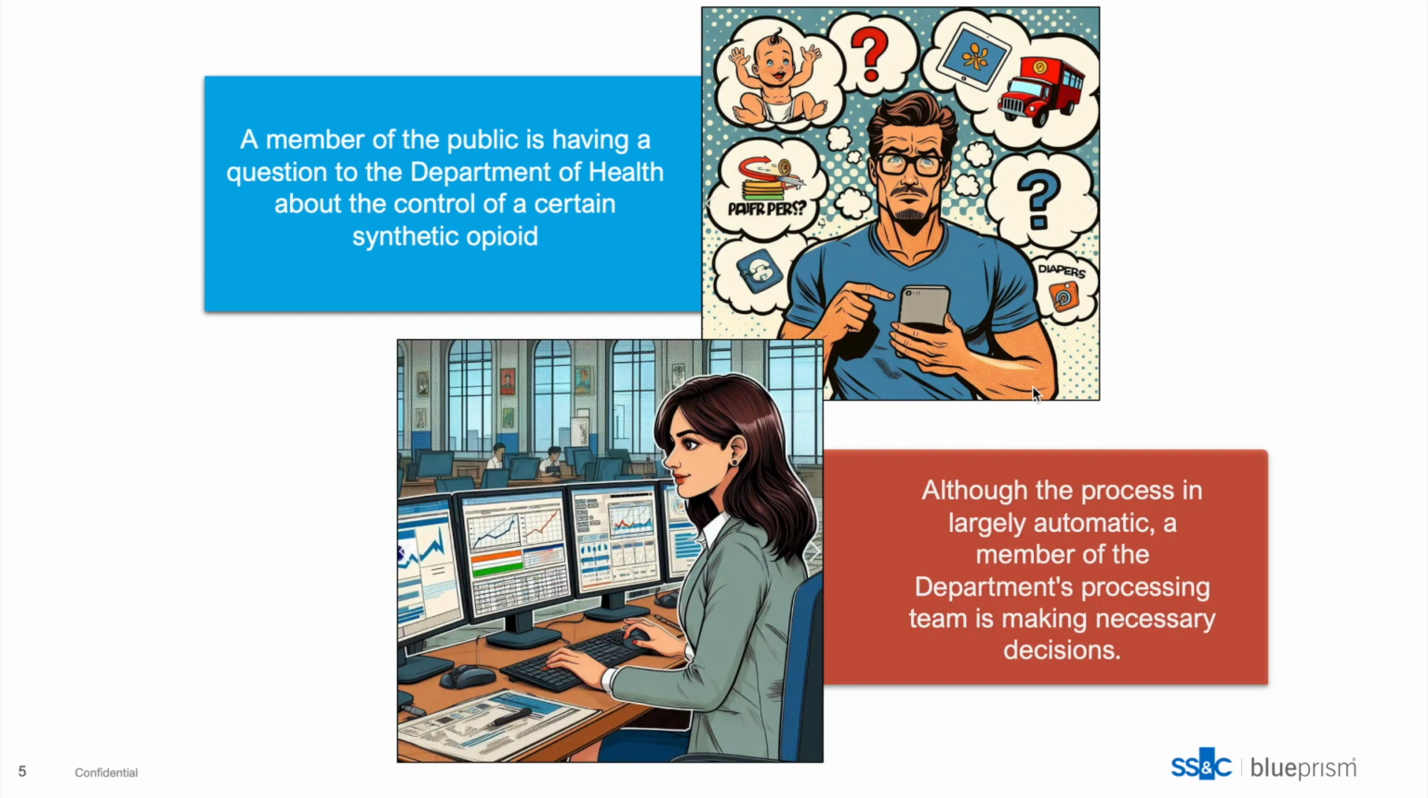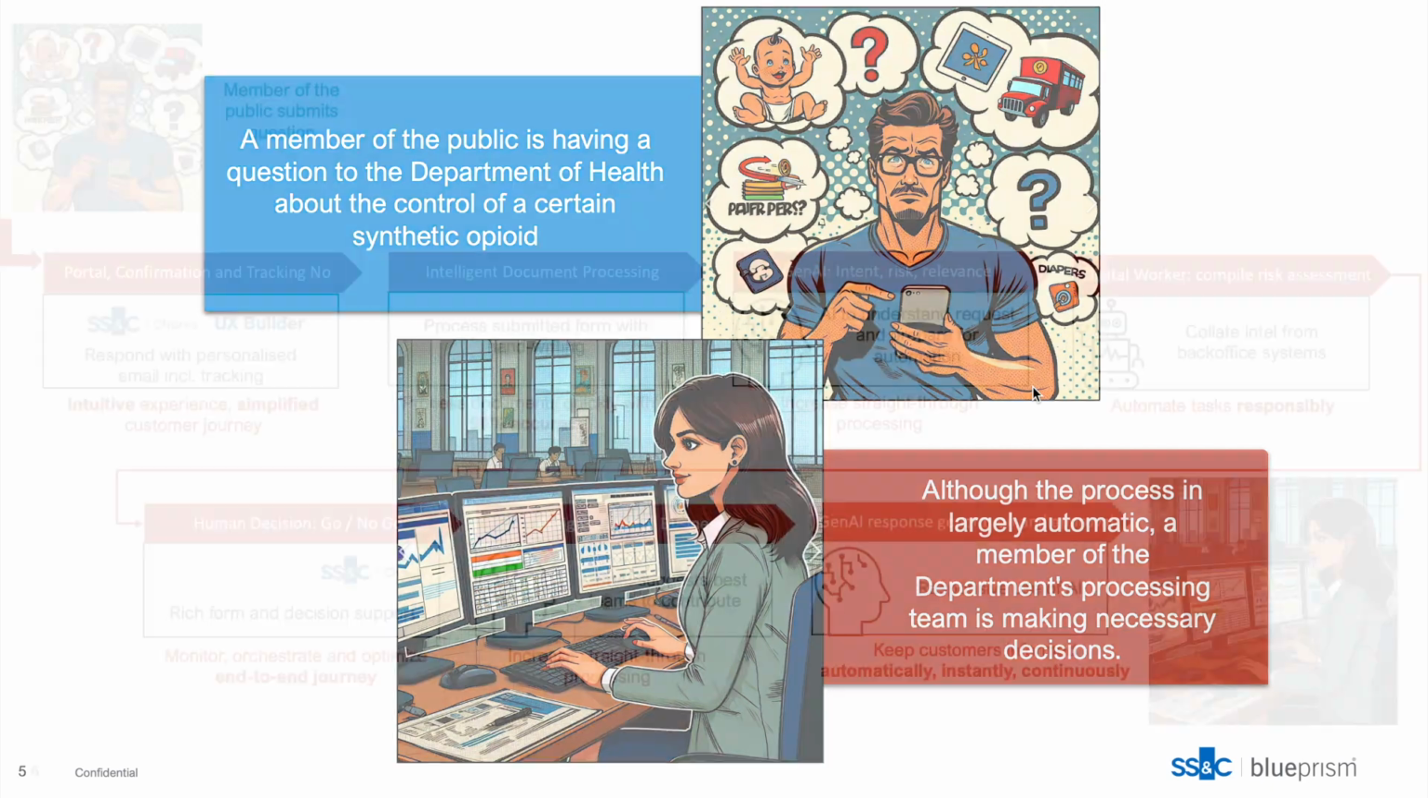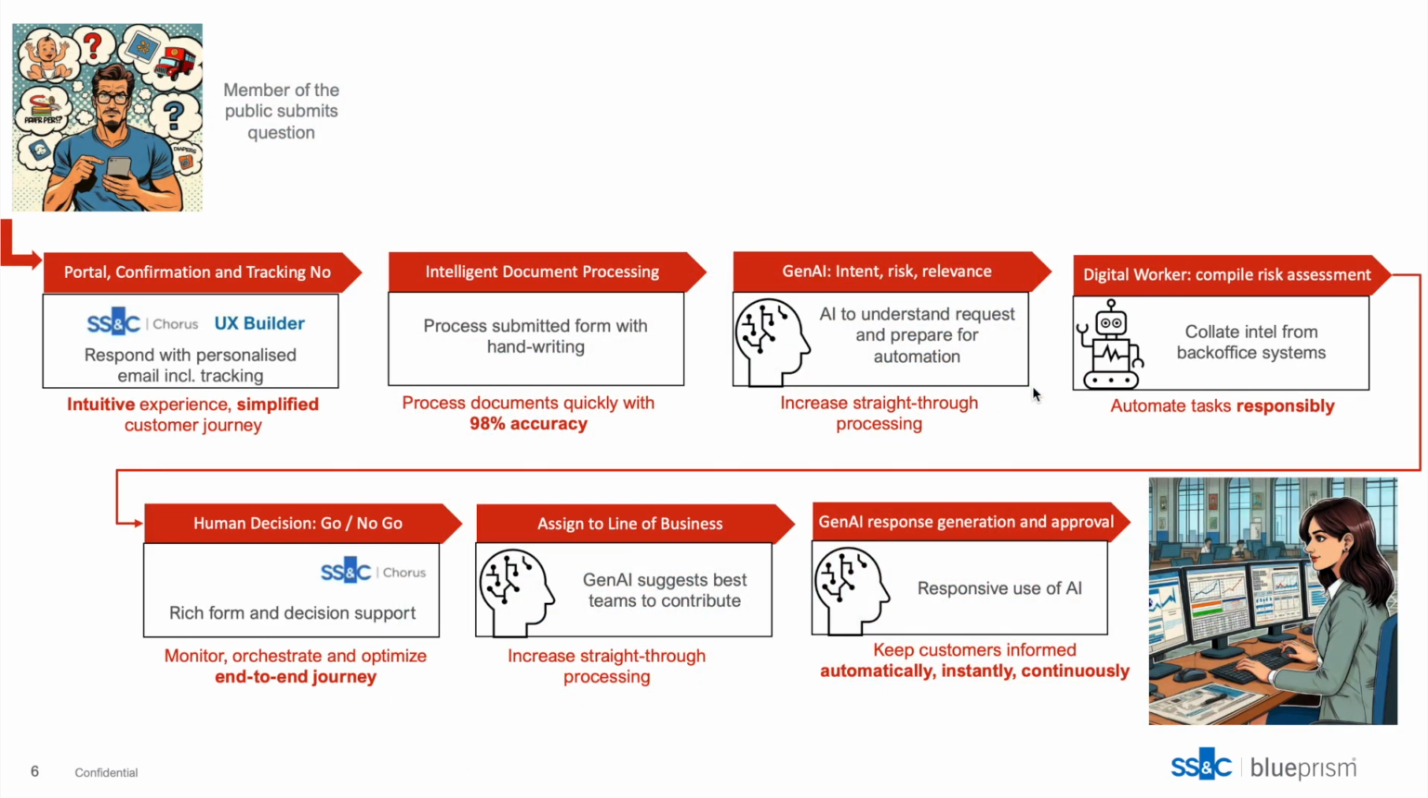Hi, this is Michelle. I am leading the Freedom of Information processing team at the Department of Health. Although the process is largely automatic, using straight-through processing here, at certain gates my team is making necessary decisions. Thankfully, the SS&C Blue Prism solution is stellar to loop my team into the process when needed. Let's have a look at the end-to-end process.